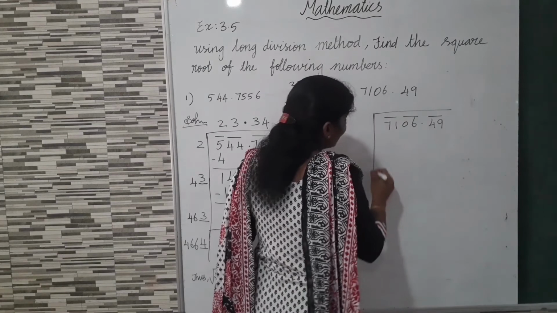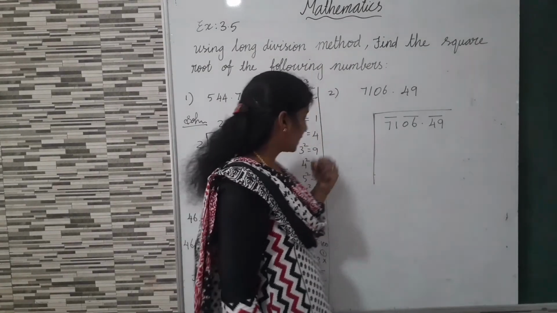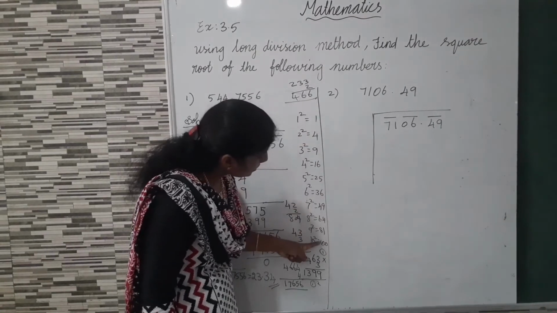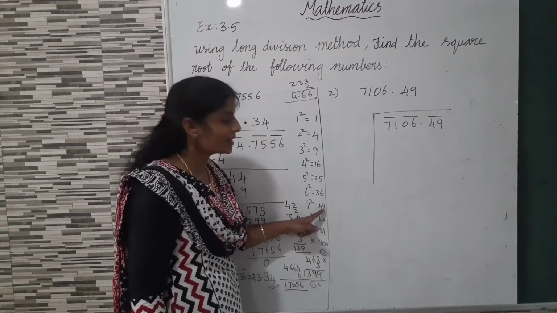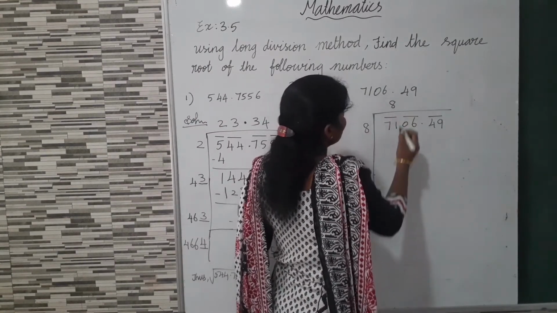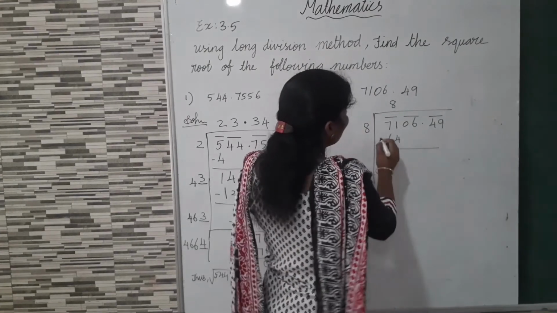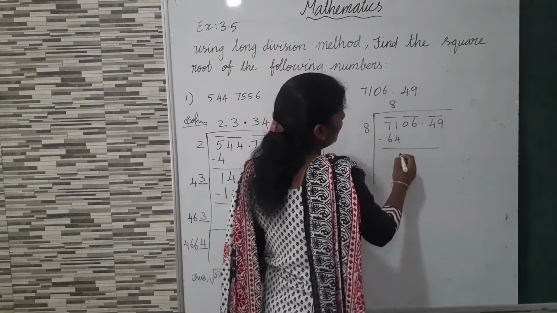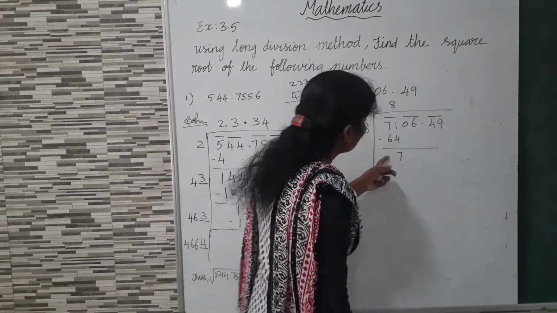Now listen, here we have 71. We can take the first period, 71. 71 means 64, 81, so we can take 64. 8 8s are 64. Now we can subtract it: 11 minus 4 is 7. 7 is the remainder.